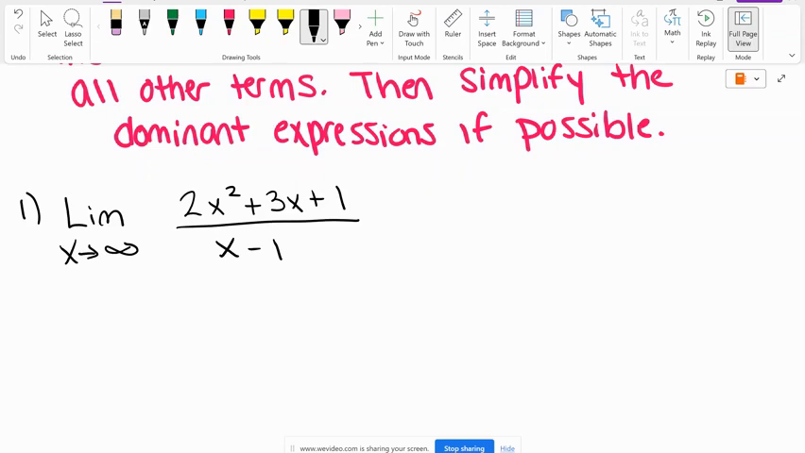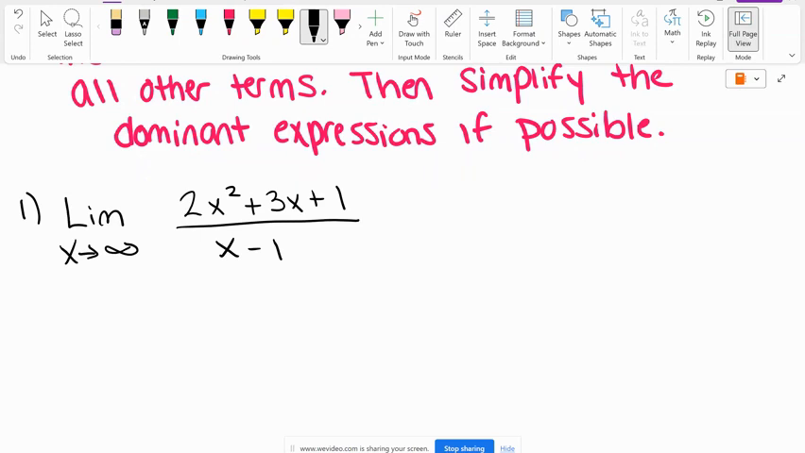Will the most dominant power be like 2x squared and x? Yep, you got it. When I say the most dominant power, I mean the biggest exponent, but you want to take the whole term with it. So do we all agree it's x squared on top? And on the bottom, what's the highest one? X. So you want to take their coefficients with it.